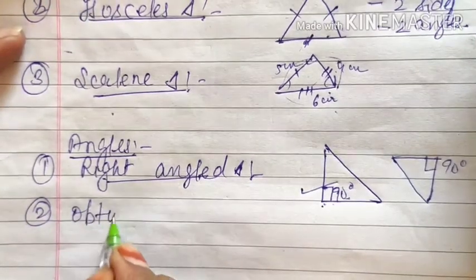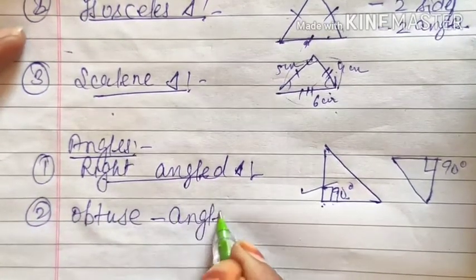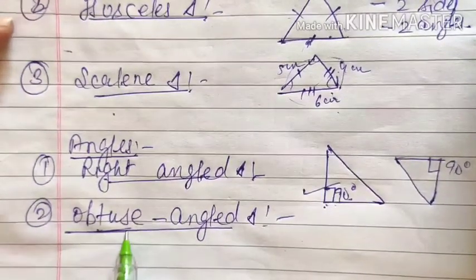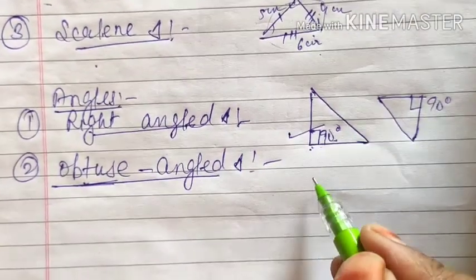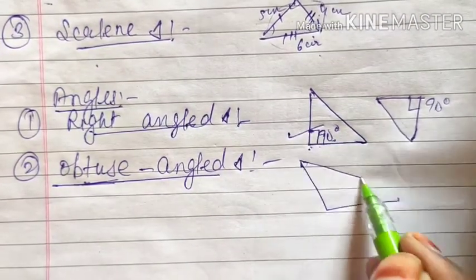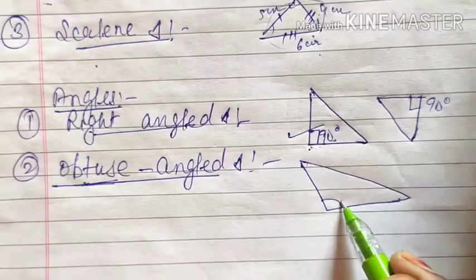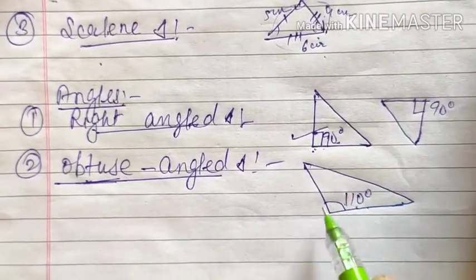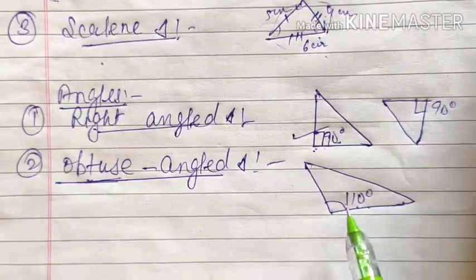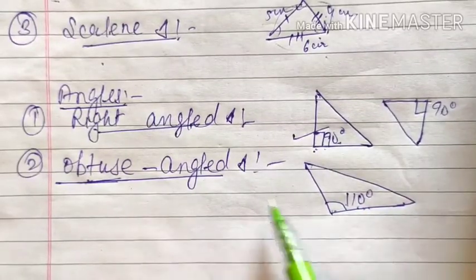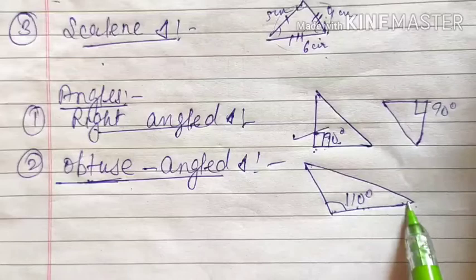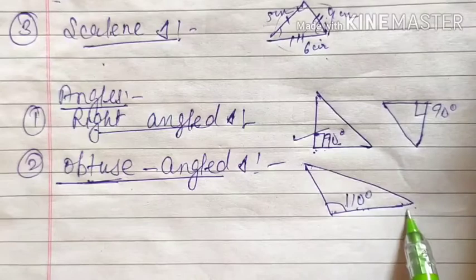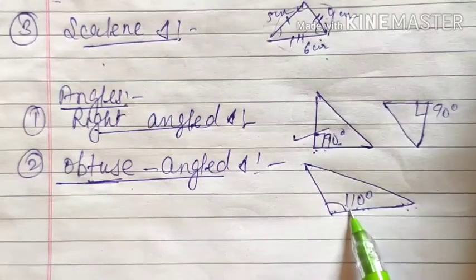And the next one is the obtuse angled triangle. As the name indicates, we have learnt obtuse angle, that is more than 90. Therefore, if your triangle has one angle more than 90, it can be 91, it can be 110, it can be 120, 150. If one angle is greater than 90, that is known as an obtuse angle triangle. But you know that the sum of all three angles can be maximum 180, so the other angles will be accordingly. It cannot be 360, right?